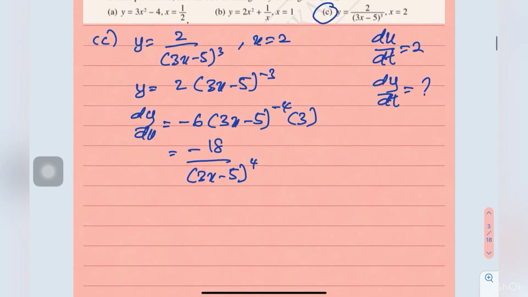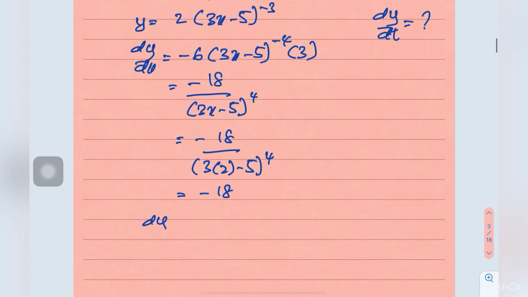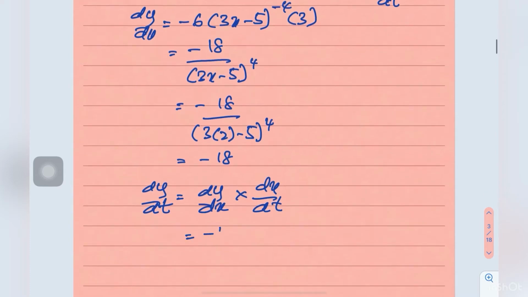Okay, x is 2. When x is 2, negative 18 over (3 times 2 minus 5) to the power of 4. Okay, 6 minus 5 is 1, 1 to the power of 4 is 1, so negative 18. Okay, so then dy/dt equals dy/dx times dx/dt, chain rule. Okay, so negative 18 times 2, which is negative 36.